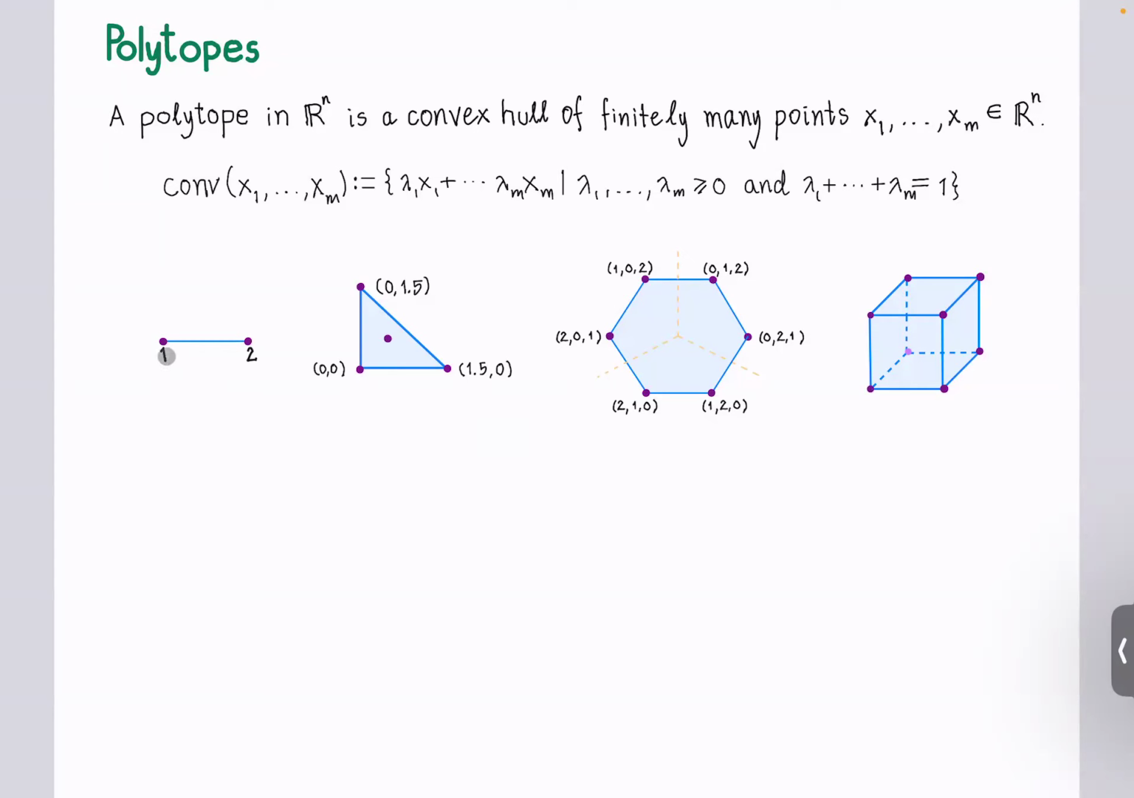For example, you can have a line segment in R^1 here. You can have the convex hull of 4 points in purple here, and you get this triangle. And so on. You get cubes. This is probably more familiar to people.